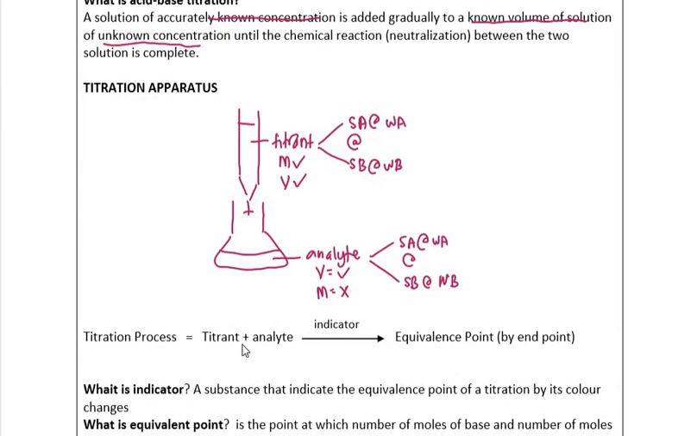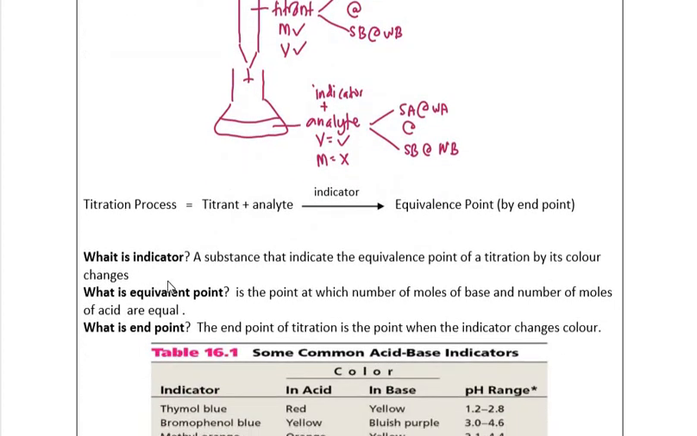The titration process is the titrant reacting with the analyte in the presence of an indicator to produce the complete reaction until the equivalent point is reached. So to this analyte we add one or two drops of indicator. What is meant by indicator? A substance that indicates the equivalent point of the titration by its color change. Here it will determine where the equivalent point occurs.